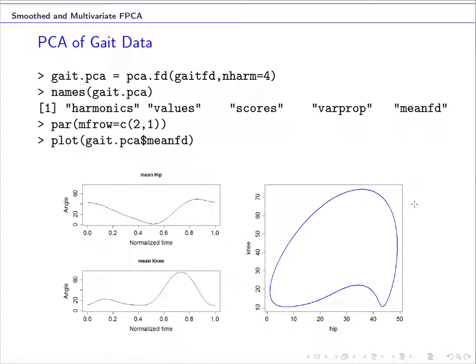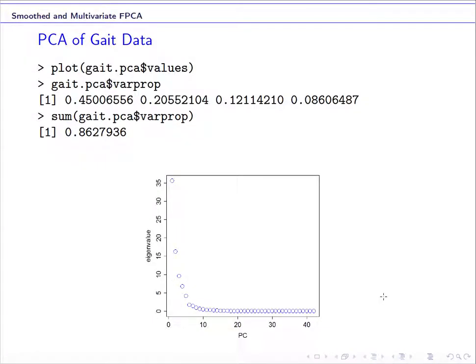So here we have this bivariate functional data. You can also use this graph to show the mean curve, the mean of the hip curve and the mean of the knee curve, and the right graph to show the phase plot in terms of the mean curve. So this can be understood as a mean working cycle.